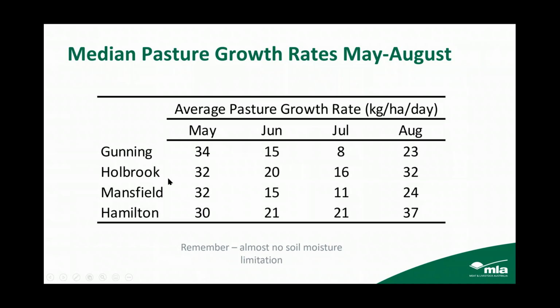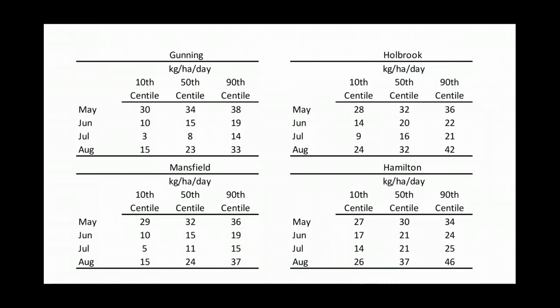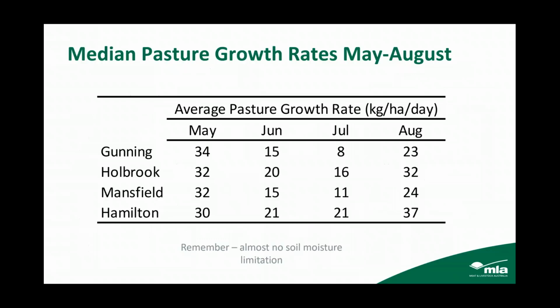So all you're seeing in this May is the pastures basically going gangbusters, pretty much like they have this year in some places. So here they are, Holbrook, Gunning, quite cold in July. So you're down to 8, but most people in Gunning, some of whom might be listening, would be quite happy with 8. Holbrook 16, Mansfield 11, Hamilton 21. We'll probably keep looking at July as I go through. All right, so that's just the median year, okay? So 50% of all years are above that over the period 91 to 2019, and 50% of the years are below that.